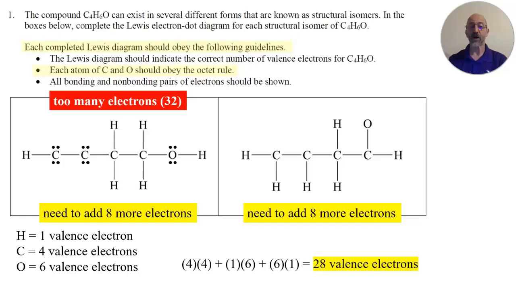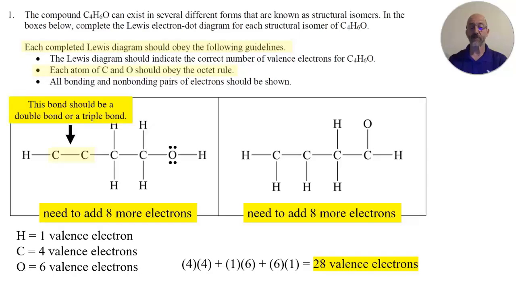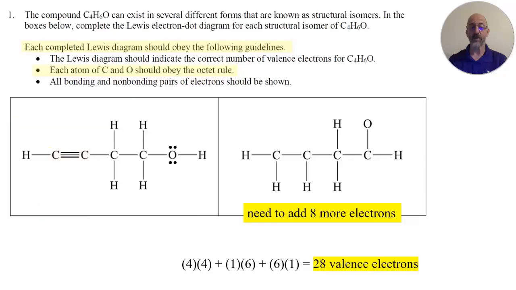Let me start with that carbon-carbon bond on the left side of the diagram. So I'm going to turn that into either a double bond or a triple bond, and hopefully I will use exactly 28 valence electrons to complete the Lewis diagram. Now, if I can add 2 more lines to create a triple bond, well, that would be 4 electrons that I just added, and there's also 2 lone pairs on the oxygen.